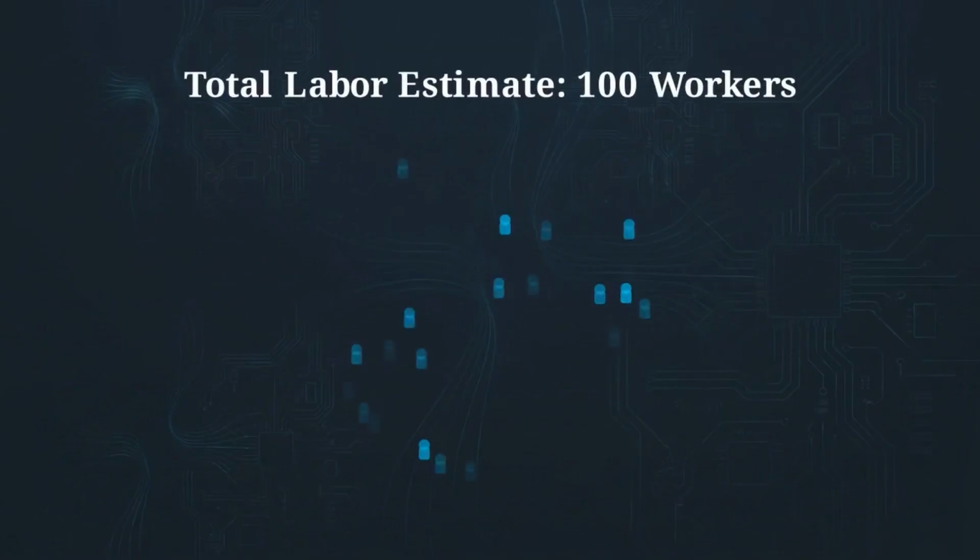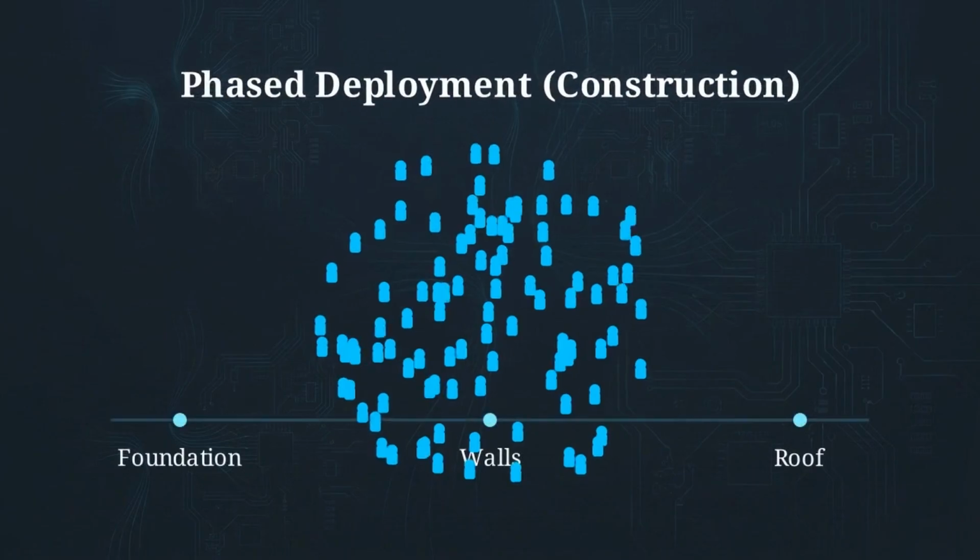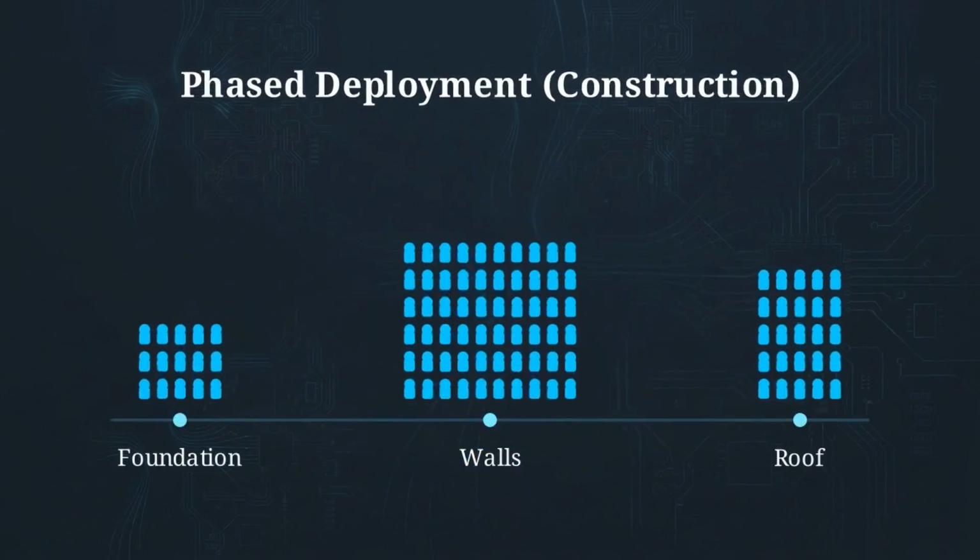Imagine you are building a house, and your total labor estimate requires exactly 100 workers. You wouldn't just send all 100 people to the construction site on day one. If you did, most of them would be standing around with nothing to do. Instead, you deploy your workforce in phases.